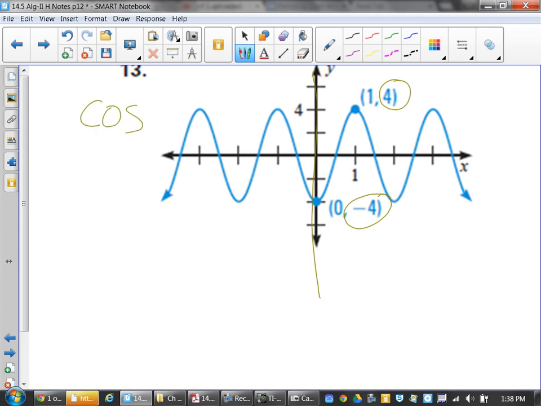Since it starts at a minimum, is your a value positive or negative? Negative. So your a value is negative 4. Good. How far apart is 0 and 1? 1. Double it, what do you get? 2. So your period here is 2, so you set it equal to 2 pi over b. b is? So are we done? Yeah, just fill in the blanks.